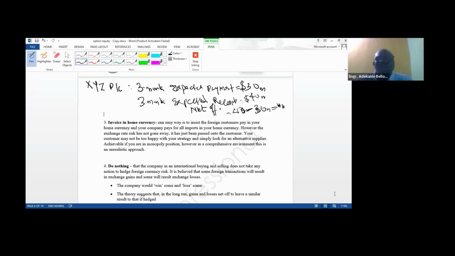Number 4, do nothing. Do nothing simply means that a company involved in international transactions can decide not to take any action to hedge. You can decide not to hedge. Don't take any action to hedge.